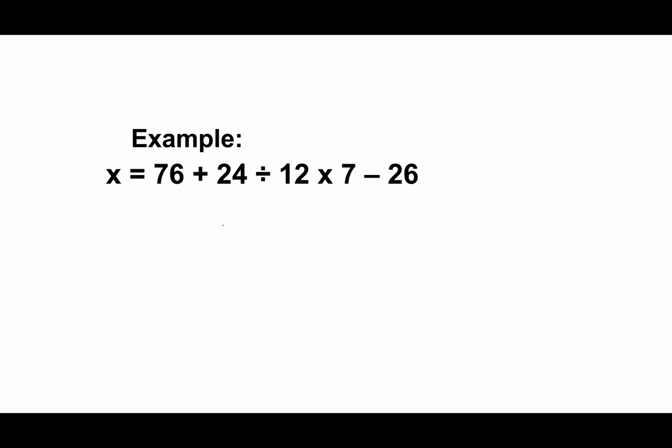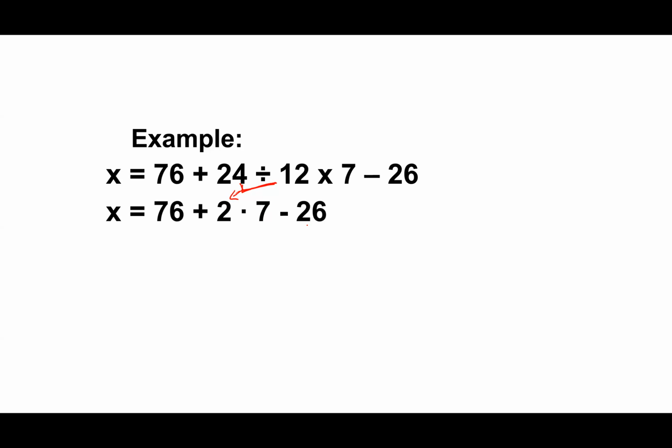Alex? We would divide 24 by 12. Yep, we're going to do 24 divided by 12. So my next line of work would look like this. X equals 76 plus, here's where we divided 24 by 12. So right there, the 2. 76 plus 2 times 7 minus 26. What do I do next?